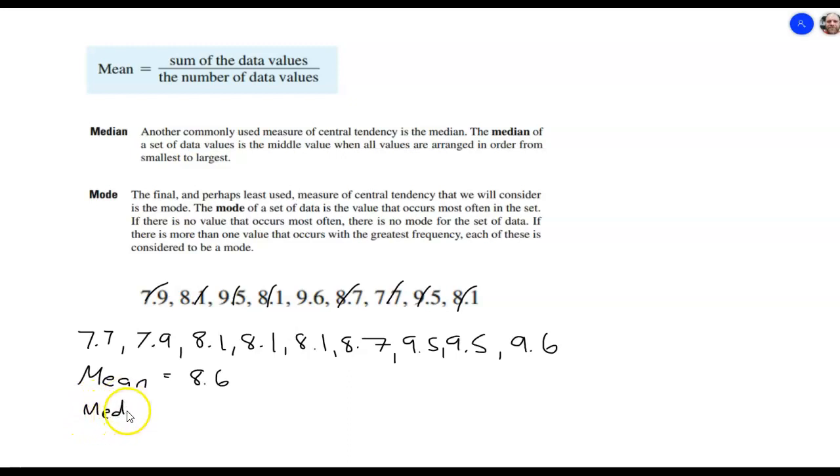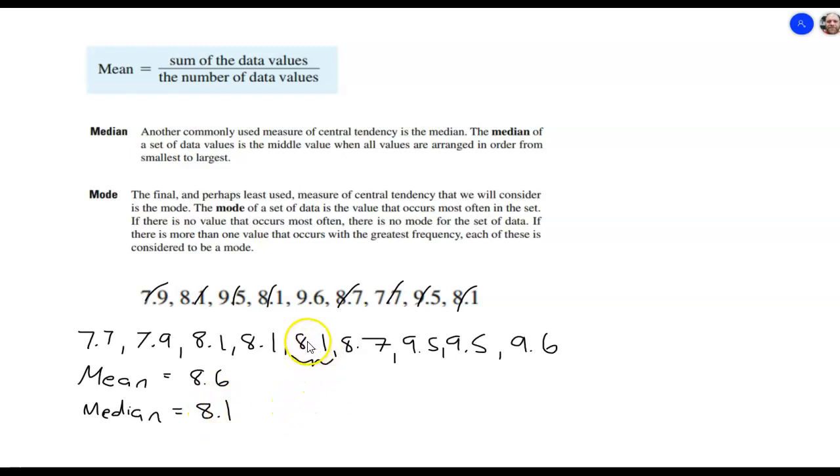The next thing I want to do is find the median. We already just showed that there's an odd number of values because there were 9 values. That means if you go from the outside in, the middle value is going to be the 8.1, because there are 4 values less than it and 4 values greater than it. So our median is 8.1.